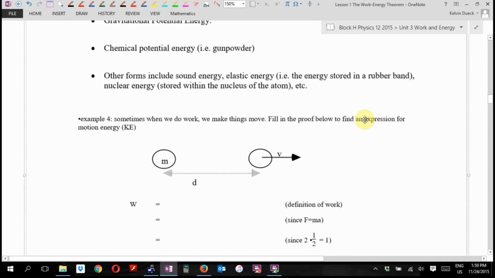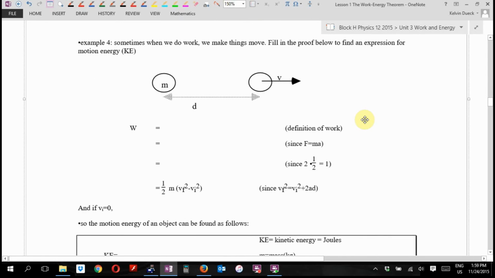Okay. The two most common types of energy we're going to look at. Here's the first type. Sometimes when we do work, we make things move. The energy of motion. Fill in the proof below to find an expression for motion energy. Now, I should pause for a second here. Technically, the symbol for energy on your formula sheet is that. The problem is, in a couple of units, this is going to be electric field. This is going to be energy, and it's going to get confusing. So I do something that's wrong. I use two capital letters. That's my abbreviation for kinetic energy.